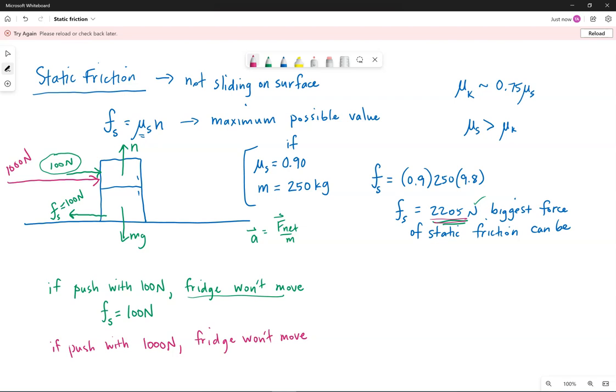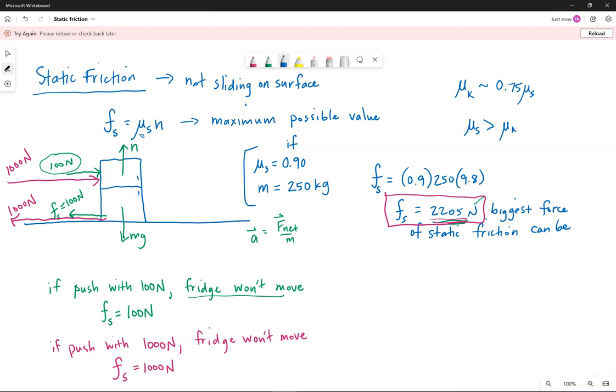But if the fridge is not moving, there's no acceleration in the x direction, then the friction force must be counteracting our push. The force of static friction would be 1,000 newtons in this case. So the force of static friction varies depending upon the other forces acting on the object. The force of static friction will vary up to this maximum value.